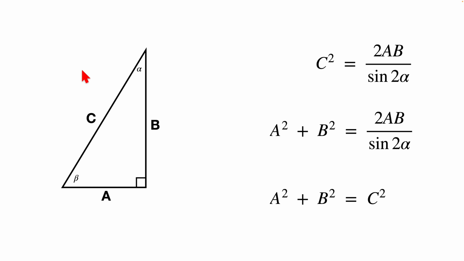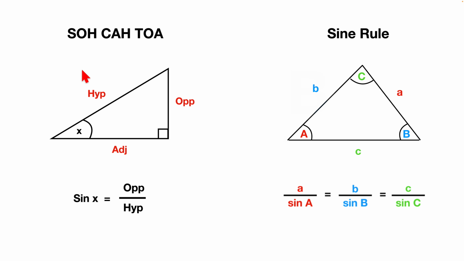The first bit is easy. The second bit is long and tricky, but there is a bit of fun at the end. For the first bit we're going to use SOHCAHTOA, classic trig functions, and sine x, this being x, is opposite over hypotenuse. Opposite is this side here, the other end of the triangle. Hypotenuse is the long side.